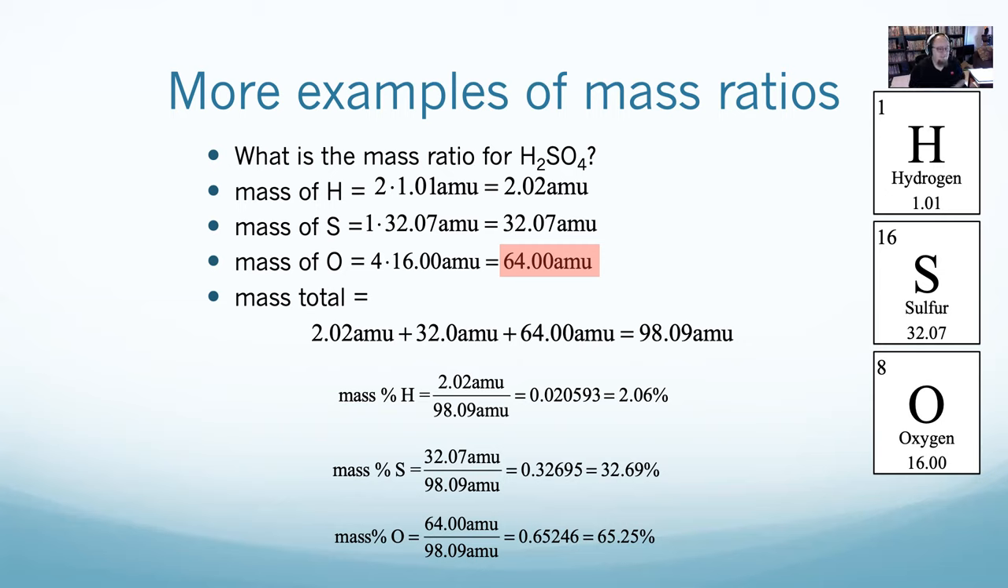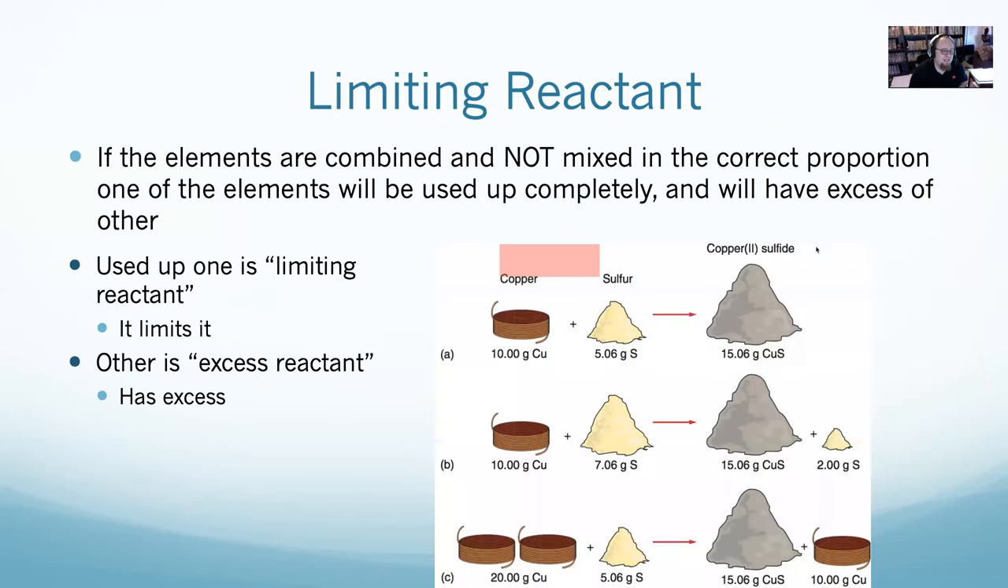Now this has a kind of interesting effect because let's say you have a vial of sulfuric acid. 2% of the mass is hydrogen. 32% of the mass is sulfur. 65% of the mass is oxygen. And this gets into an idea of what is called a limiting reactant. When you mix compounds and cause a chemical reaction, they will have a very set mass ratio. Copper sulfide is pretty close to 66% copper, 33% sulfur. It's not exactly the right mass ratio, but it's really close.